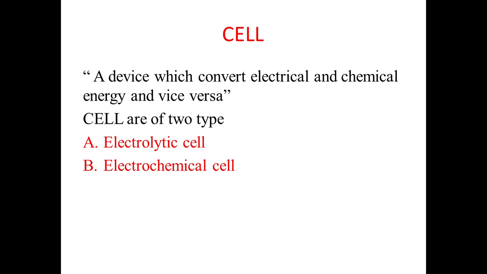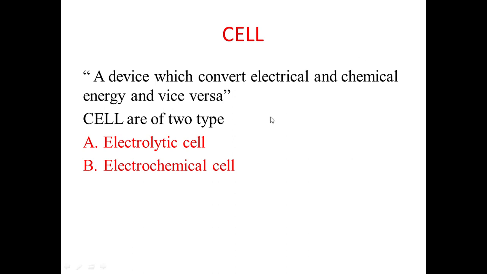So basically there are two kinds of cells. One is electrolytic and the other is electrochemical. We discussed the definition of both the cells. So you know something about the electrolytic and electrochemical types. An electrolytic cell is known by only a single name, that is electrolytic cell only. While in case of electrochemical cell, it has various different forms.